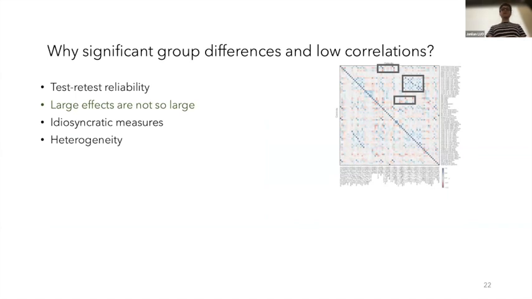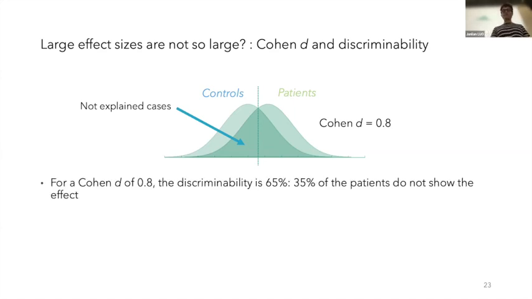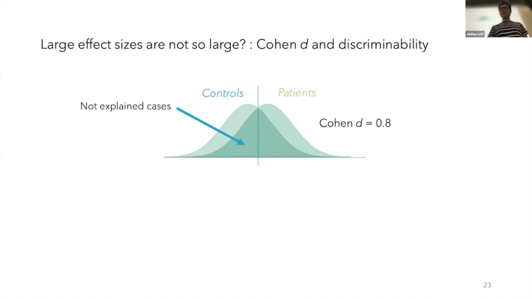Another idea why we would have significant group differences and low correlations could be that what we consider large effects are not necessarily large. For example, I'm illustrating here two distributions with a Cohen's d of 0.8. As I said before, it's rather rare to find a d above 0.8, so you would consider that this is a large effect. But if you look closely, you select an optimal decision criterion, and then you see that a lot of the cases are not explained. You have a d of 0.8, but still there are some patients who are not impaired at all, and you have many controls which have very high values.